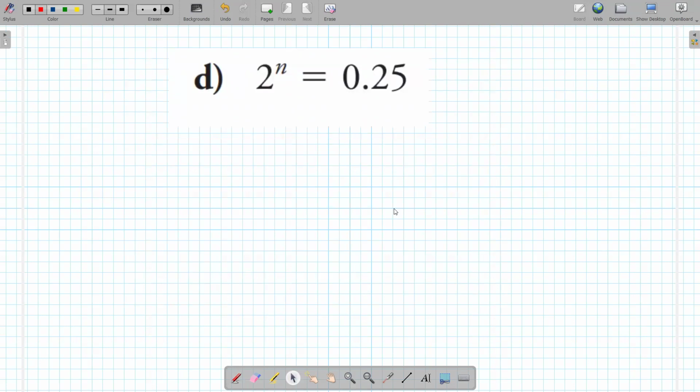To here. The goal is to solve, it's an equation, an exponential equation. The goal is to solve for n. What is our approach? So think about 0.25. What is it as a fraction? How would you write 0.25 as a fraction? It's a quarter, right?